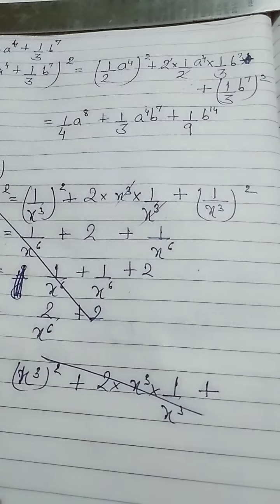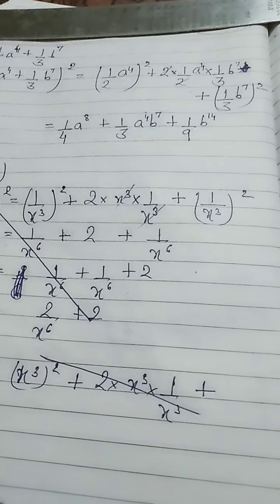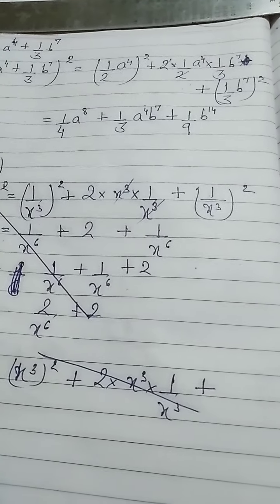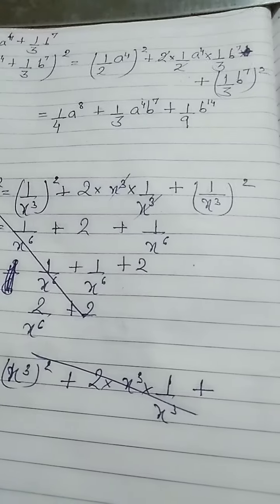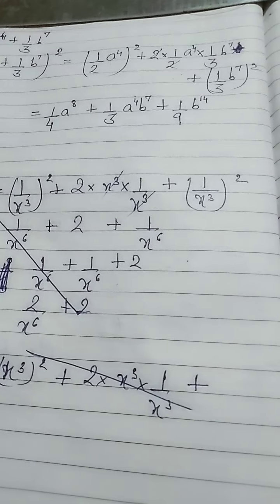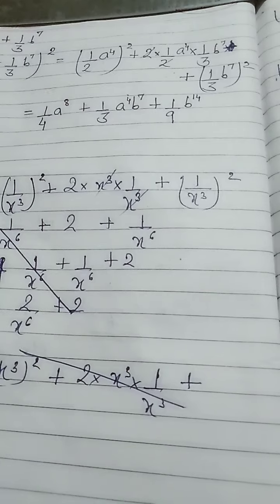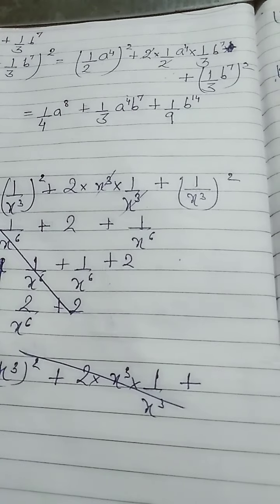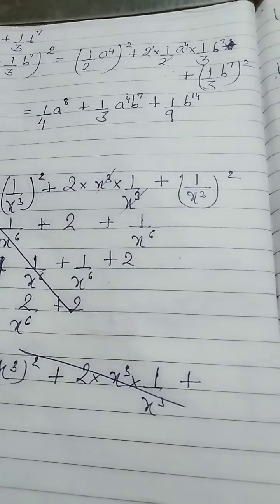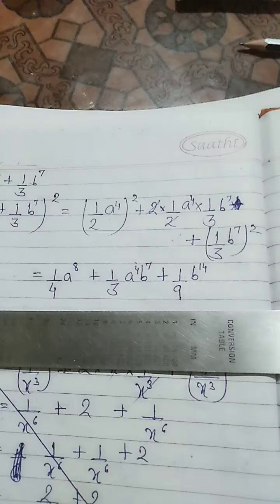So now I have arranged (1/2 a^4) whole square plus 2 into 1/2 a^4 into 1/3 b^7 plus (1/3 b^7) whole square. Now we will square it. 1/2 becomes 1/4 and a^4 to the 8. Here I have cancelled 2 by 2, a^4 and b^7, and 1/3 is also there. And 1/3 will become 1/9, b^7 to the 14.